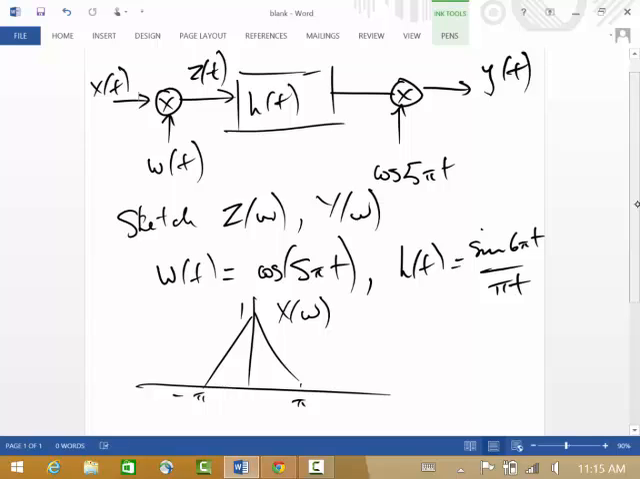And since the cosine will just be a pair of delta functions. Oh, that's right, it's a cosine, isn't it? I was thinking it was... Because we've got a sinc function over here, haven't we? I thought we had all sinc functions. Right, W of t is a cosine. So first of all we've got to work out what W of omega is. And he's right, you can just look up W of omega in a table, it's a pair of delta functions.